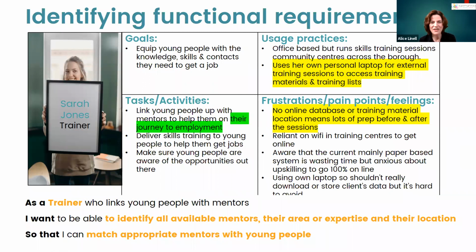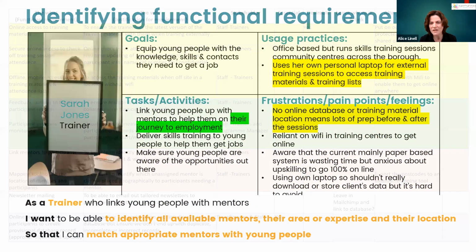Having done that exercise of getting Sarah to put her user persona together with her goals, her usage practices, and her statements, her user stories as well, we're able to then start pulling together requirements. So in this instance of this charity, we've highlighted some of the key issues for her, around usage practices, about using her own laptop, about having no online database. And you'll see the different colours.